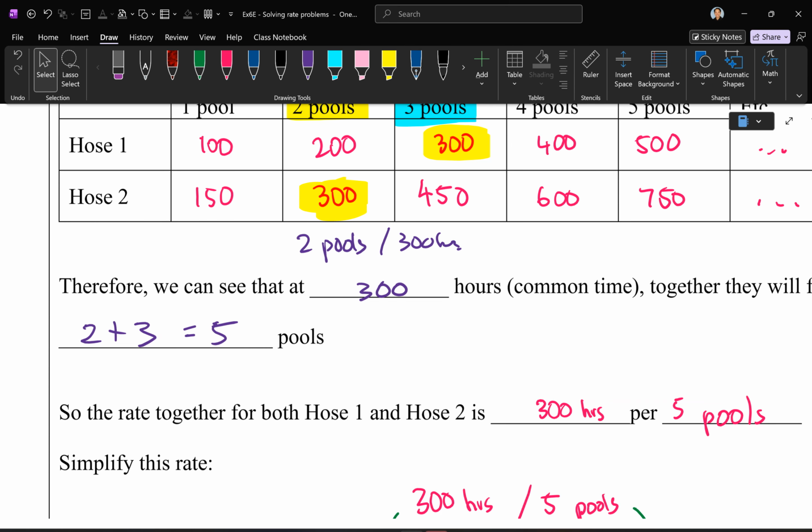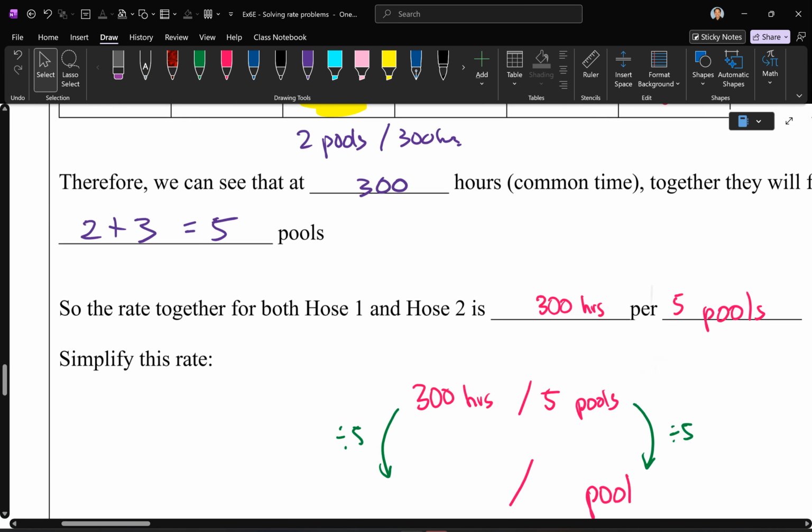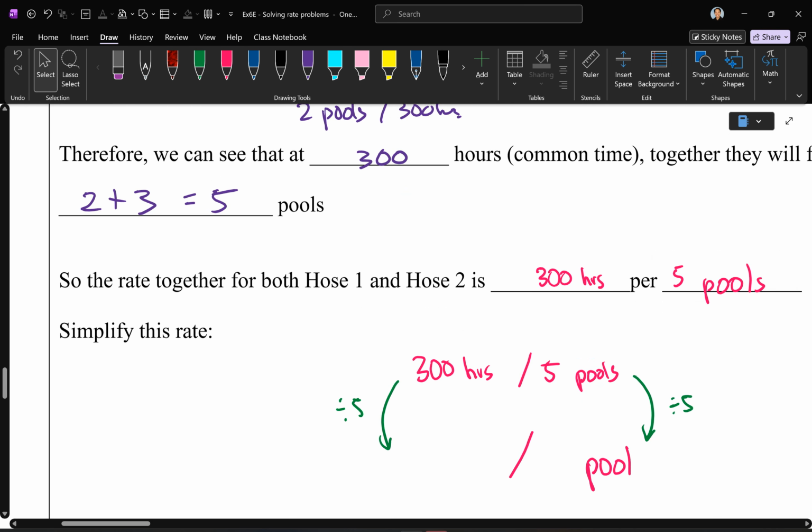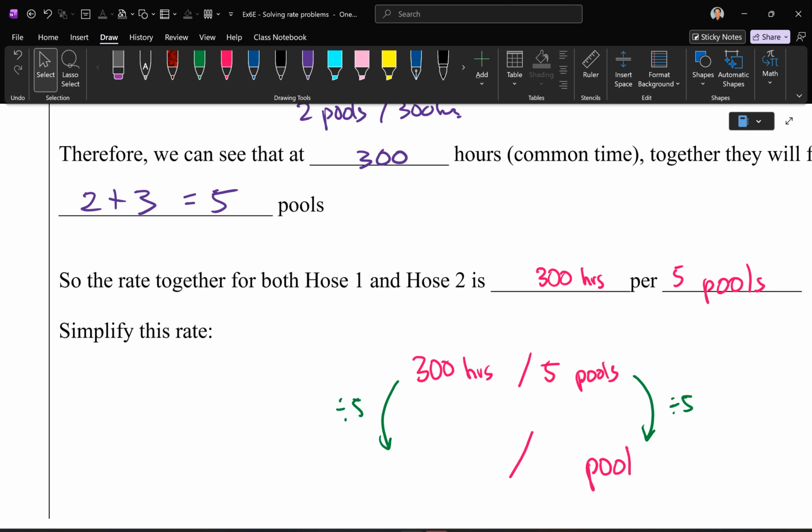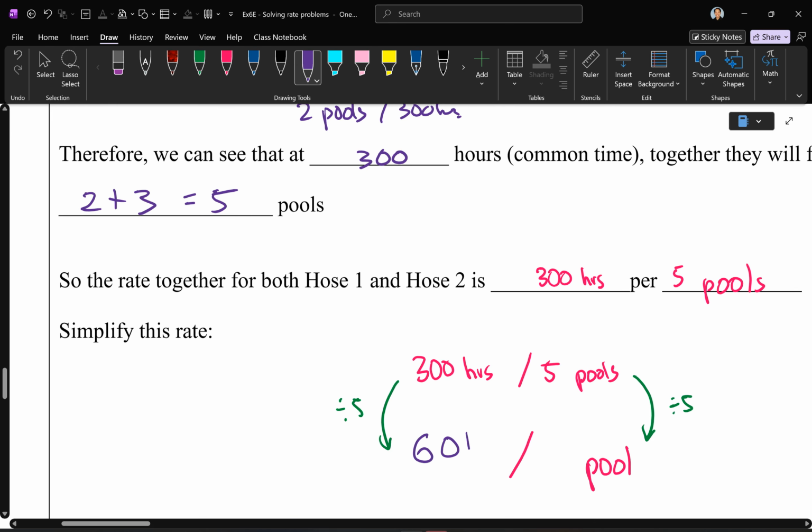But that, as a rate, is not useful to us. That's why we try to work out per pool. So if it's 300 hours per 5 pools, let's work out for 1 pool. How do you go from 5 to 1 pool? Divide by 5. Whatever you do to one side, do it to the other. What's 300 divided by 5? 60. Yes. That's how you work this out.